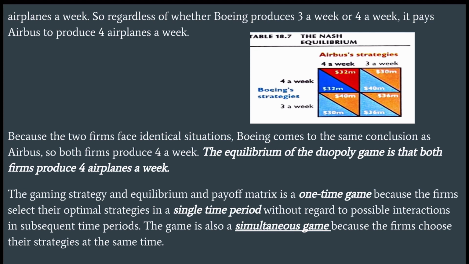The gaming strategy, equilibrium and payoff matrix form a one-time game because the firms select their optimal strategies in a single time period without regard to possible interactions in subsequent time periods. The game is also a simultaneous game because the firms choose their strategies at the same time.